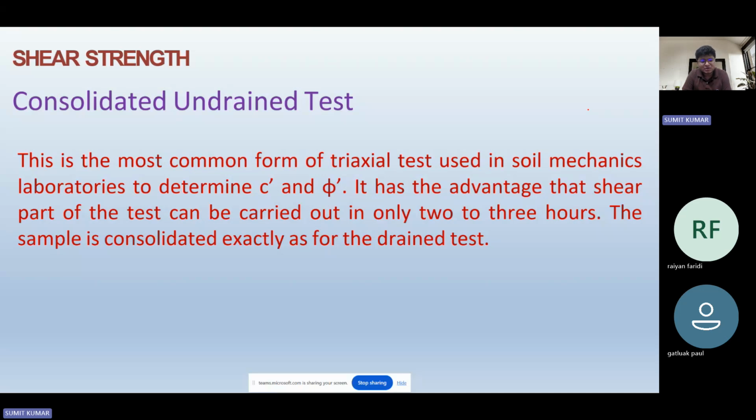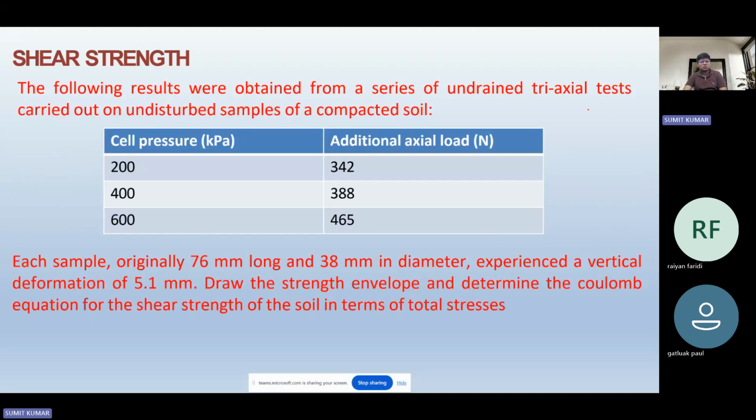Why? Because over here it is possible to calculate the effective shear strength parameters, and it has the advantage that the shear part of the test can be carried out in only 2 to 3 hours, and the sample is consolidated exactly as for the drained test. This is possible because in this test the sample is not allowed to drain out during the deviatoric stage. Hence, we are able to calculate the c dash and phi dash parameters, as the pore pressure is also measured.